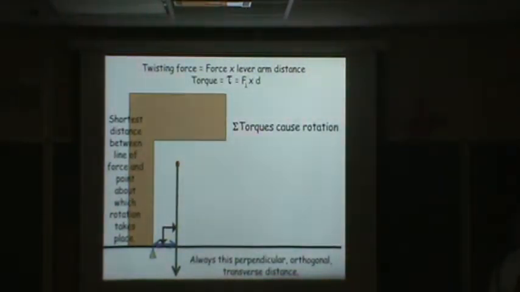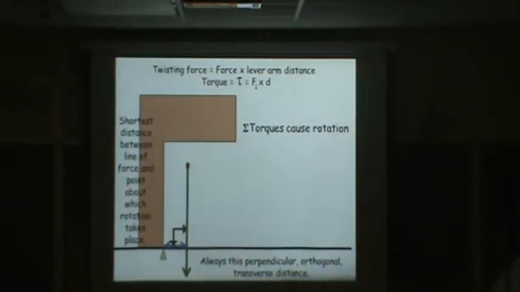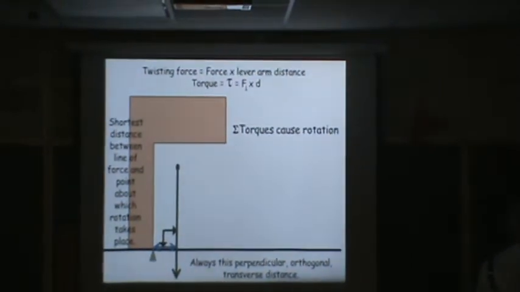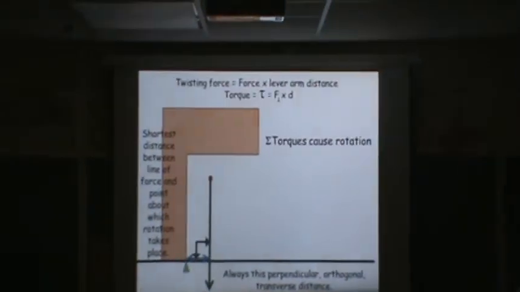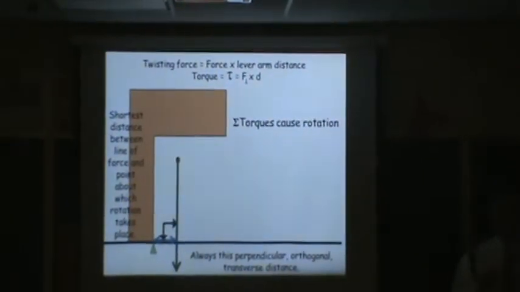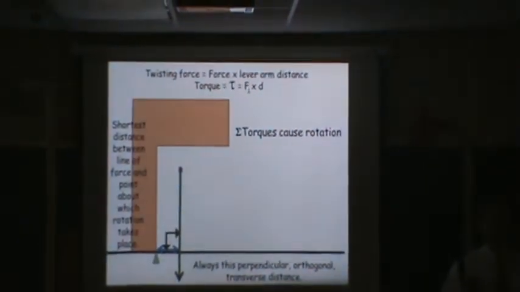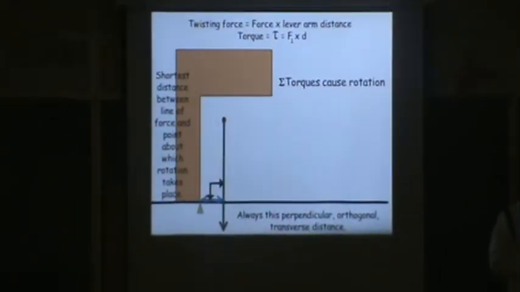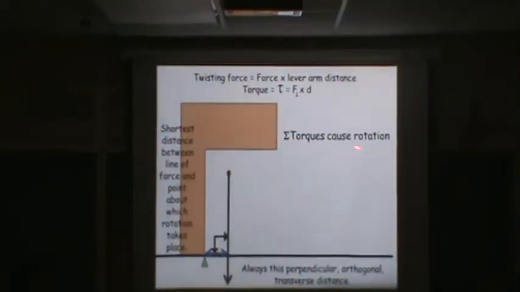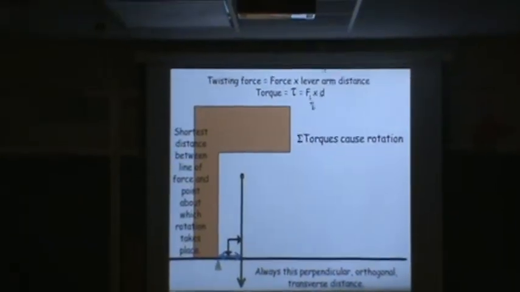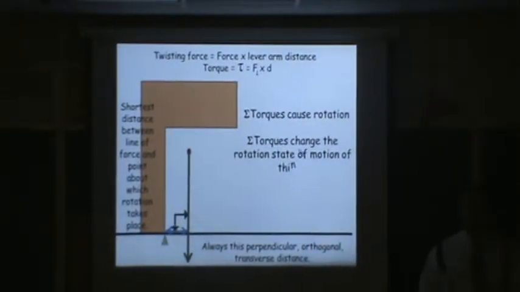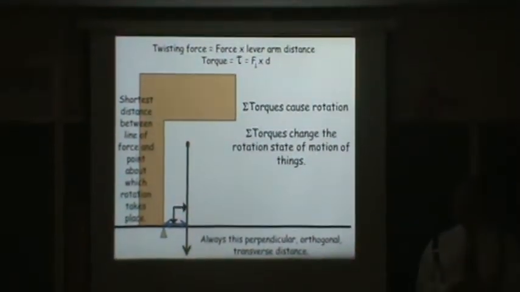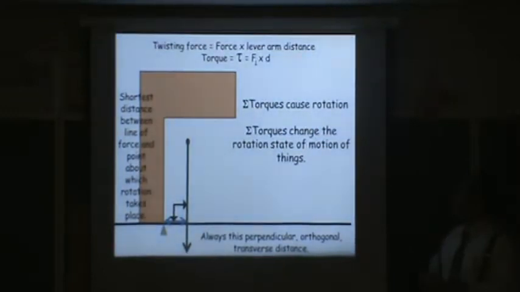If something is not rotating, when there's a net torque acting on it, it will rotate, just like net forces cause something's linear state of motion to change. Net torques cause the rotational state of motion of something to change. If something's not moving, exert a net force on it, that will make it change its linear state of motion. If something's not rotating, exert a net torque on it, that will make it rotate. Just like net forces change the linear state of motion of things, net torques will change the rotational state of motion of things.